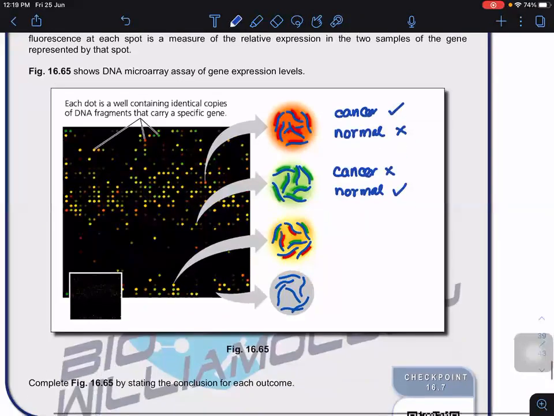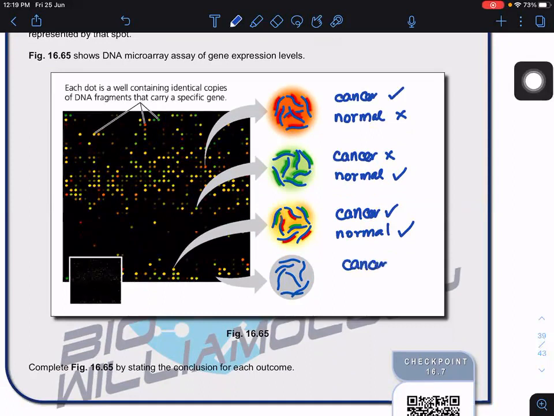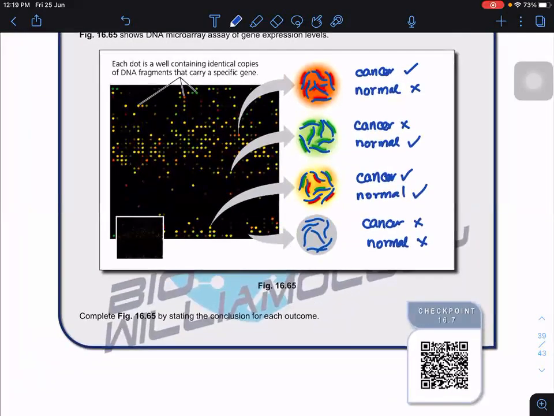Orange color: cancer cells yes, normal cells also yes. No color signal means no hybridization, so no expression. That's why there is no mRNA and complementary cDNA to attach to the probe. So here, cancer cell no, normal cell no. Okay, with this I have finished the microarray as well.